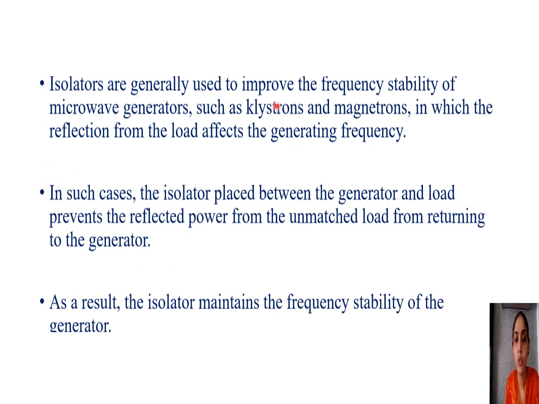Isolators are generally used to improve the frequency stability of microwave generators such as klystron and magnetron, in which the reflection from the load affects the generating frequency. In such cases, the isolator is placed between the generator and load. It prevents the reflected power from the unmatched load from returning to the generator. As a result, the isolator maintains the frequency stability of the generator.